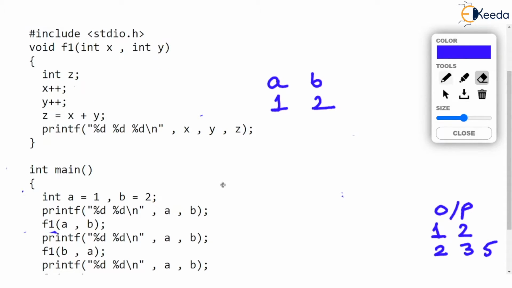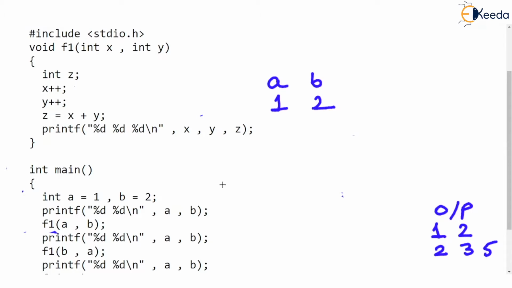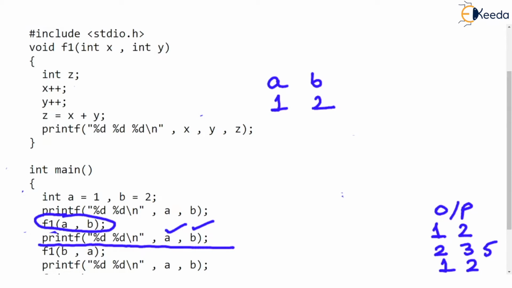So when we are back in main, check that. Next line will run, isn't it, which I am underlining. Obviously, this call is over. So next line will run, which is printing A and B. And listen, A and B is still 1 and 2. So at the bottom of the screen, I am writing the output is 1 and 2.